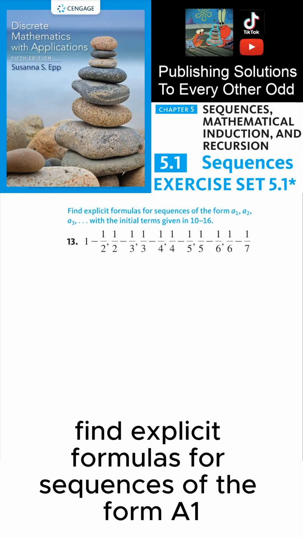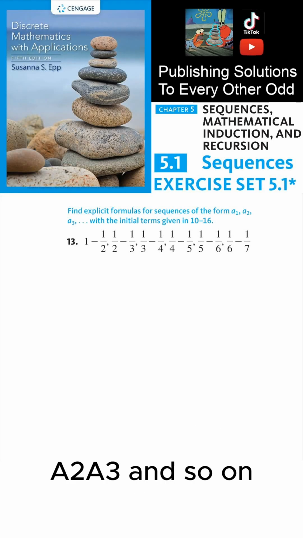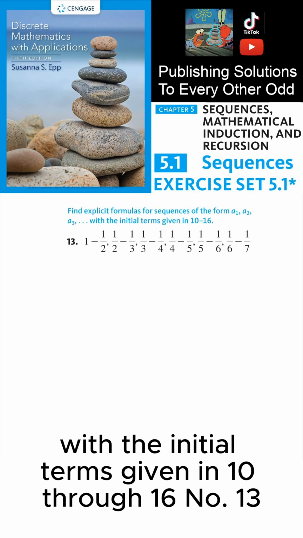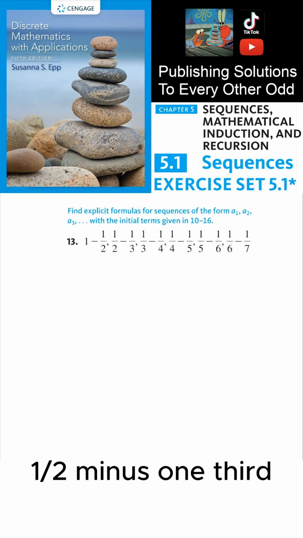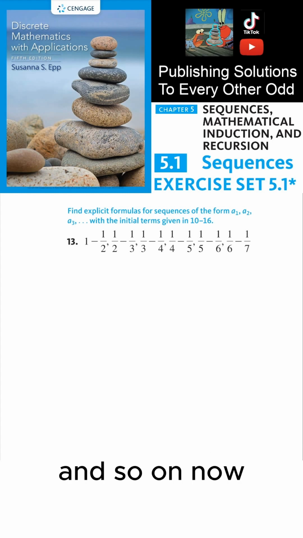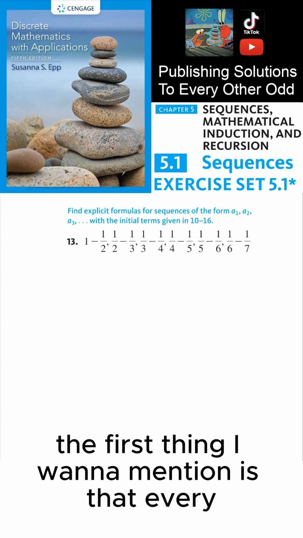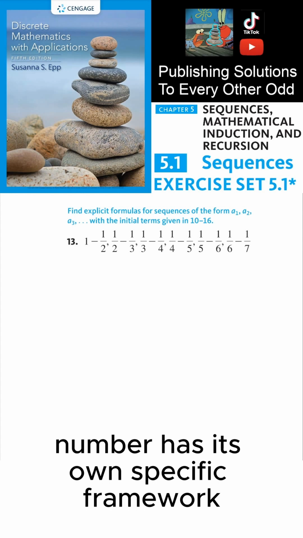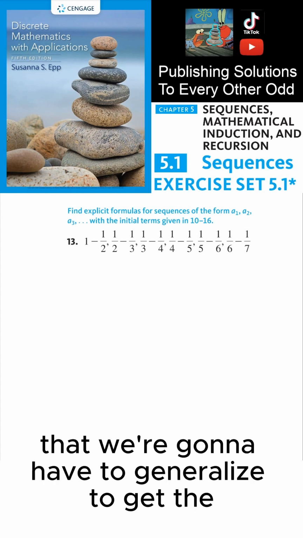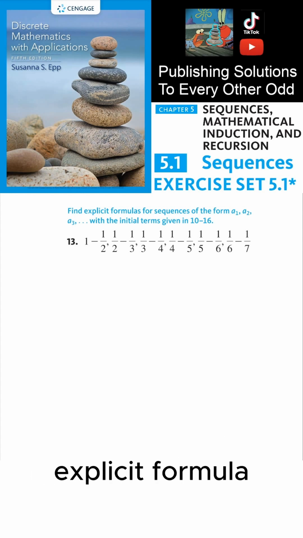Find explicit formulas for sequences of the form A1, A2, A3, and so on with the initial terms given in 10 through 16. Number 13: 1 minus 1/2, 1/2 minus 1/3, 1/3 minus 1/4, and so on. Now, the first thing I want to mention is that every number has its own specific framework that we're going to have to generalize to get the explicit formula.